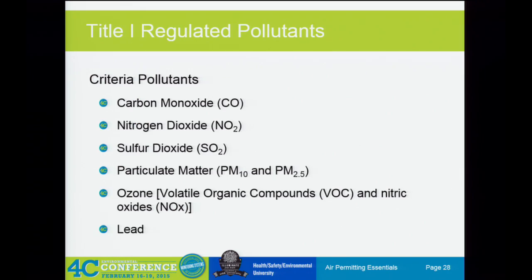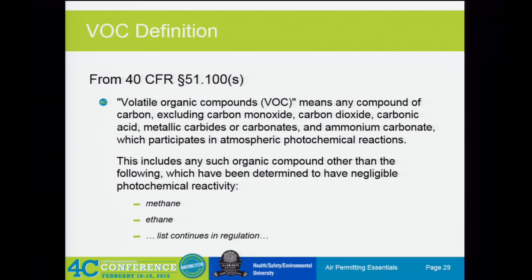So regulated pollutants. Under Title I, regulated pollutants include our criteria pollutants, which are carbon monoxide, nitrogen dioxide, sulfur dioxide, particulate matter, ozone, for which VOC and nitrogen oxides are the precursors, and lead. So under 40 CFR Part 51.100, we have a definition for VOCs. If anybody's not familiar with what constitutes a VOC, it's any compound of carbon, excluding carbon monoxide, carbon dioxide, carbonic acid, and a few other specific carbon materials, which participates in atmospheric photochemical reactions. So anything that contains carbon that can react in a photochemical reaction in the atmosphere.